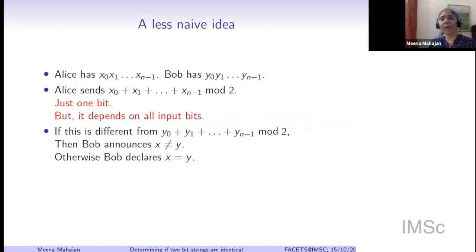And the protocol says that Bob is going to again do the same thing. Once Bob gets this indicator from Alice, whether her sum is odd or even, Bob has also computed his sum, y0 plus y1 up to yn minus 1. And if these two values are different, then of course x and y are different. Bob announces that. Otherwise, Bob declares, oh, they must be equal.